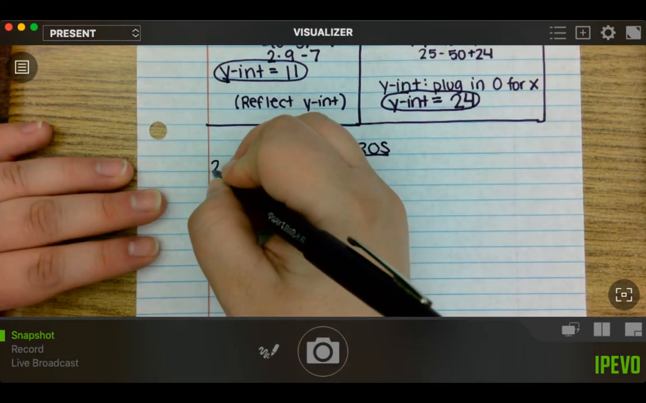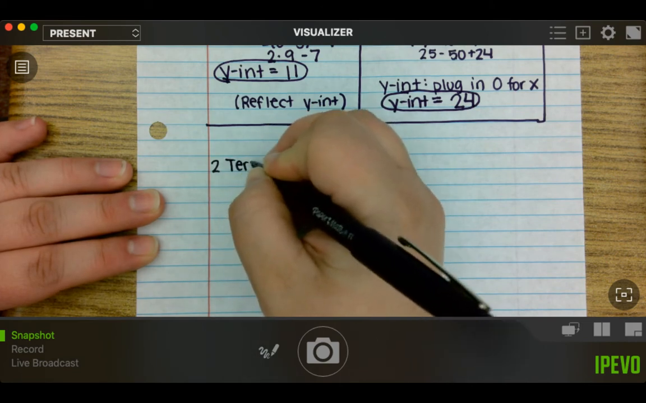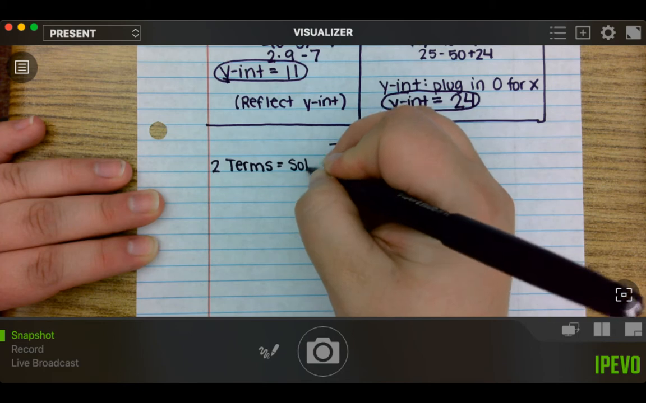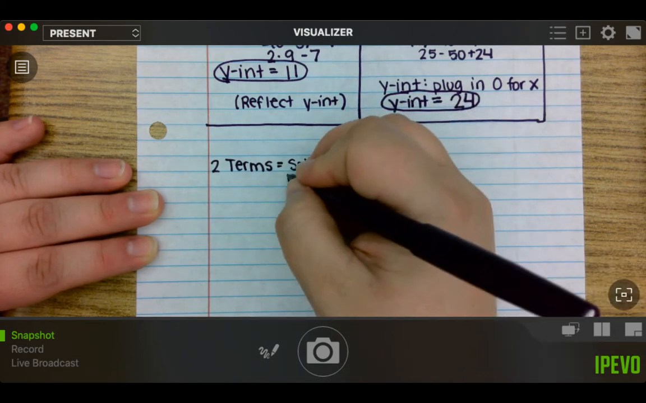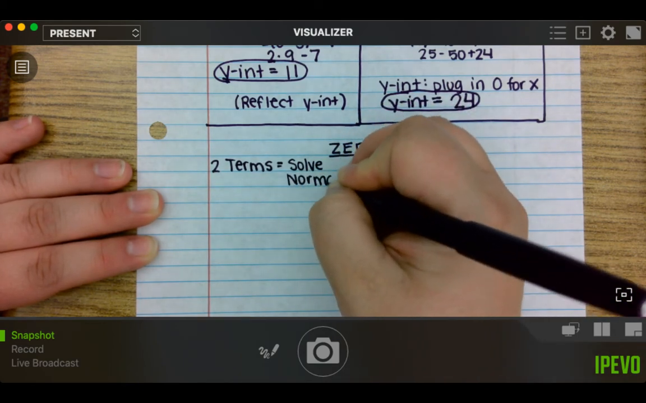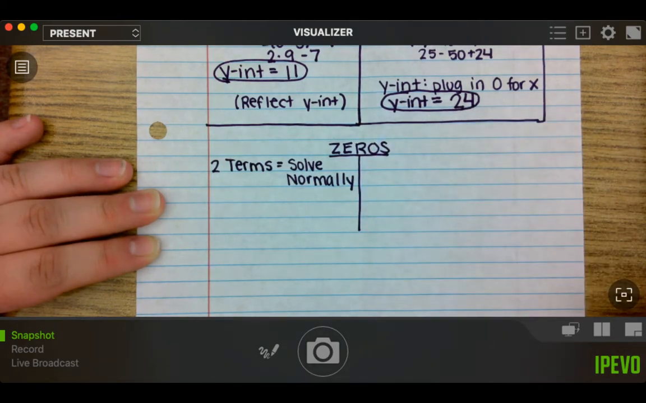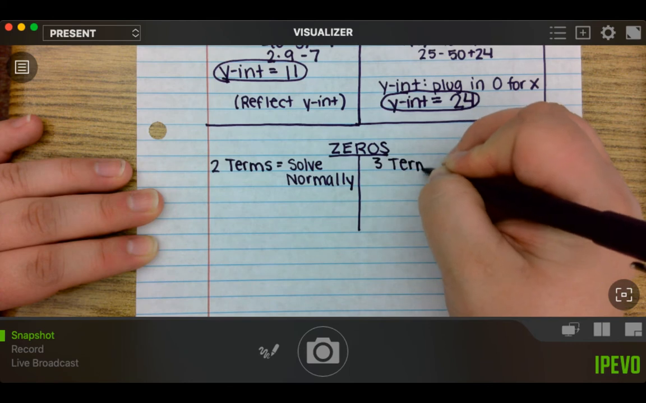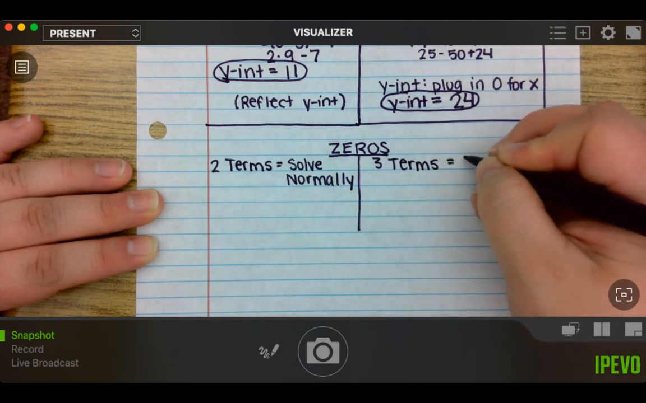Over here, I want you to write 2 terms equals solve normally. And over here, I want you to write 3 terms equals factor.